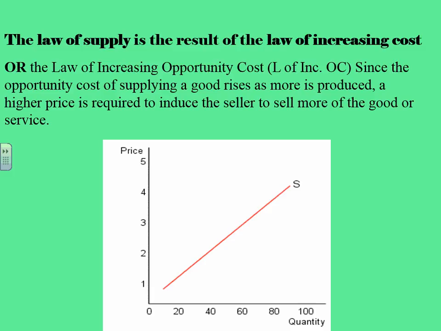And with demand, there were three reasons why the demand curve is downward sloping. It was because of the substitution effect, the income effect, and because of the law of diminishing marginal utility, whereas there's only really one reason why the supply curve is upward sloping, and that's the law of increasing opportunity cost, which states that as you increase production more and more and more, it becomes more and more expensive.